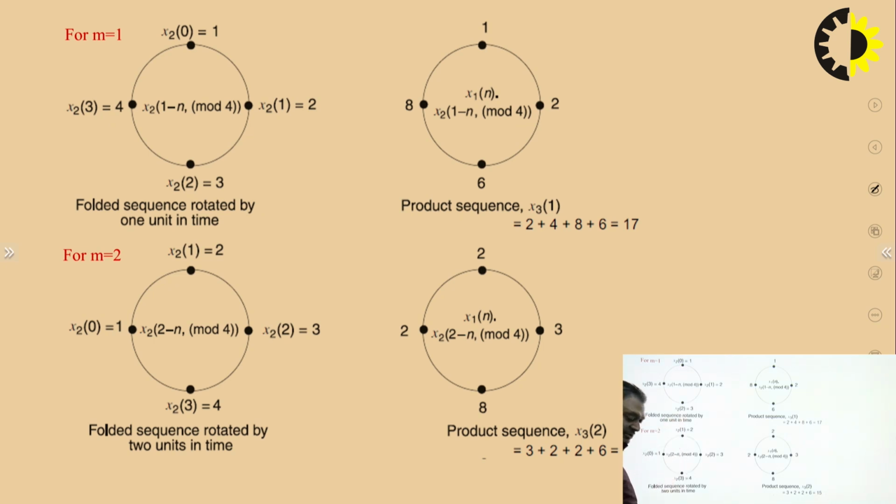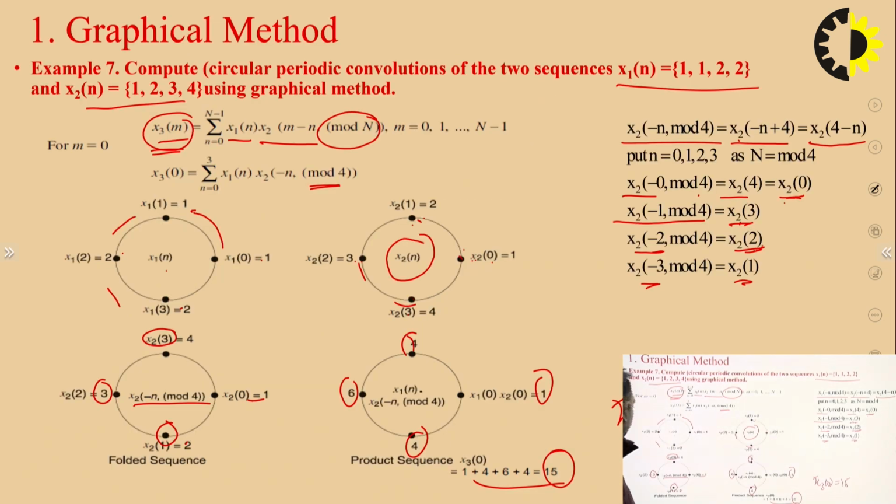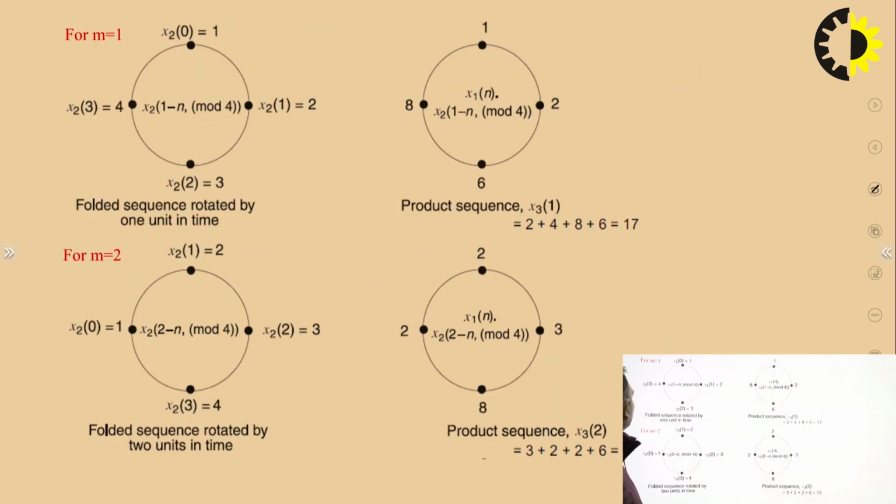So how are we obtaining this value? We are simply shifting this sequence here, this sequence here, this sequence here. So you can see 2 will become here. So you can see 2 will become here. Okay, so this sequence we have obtained.